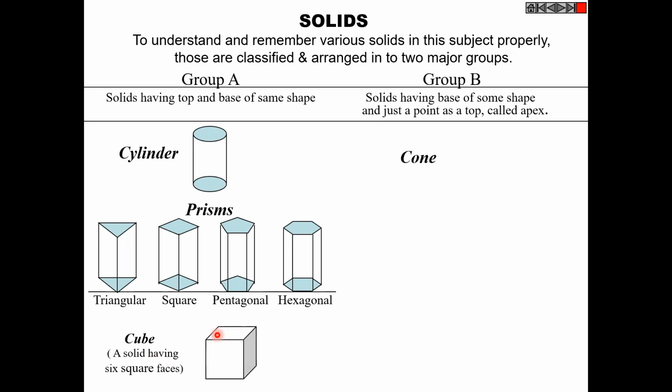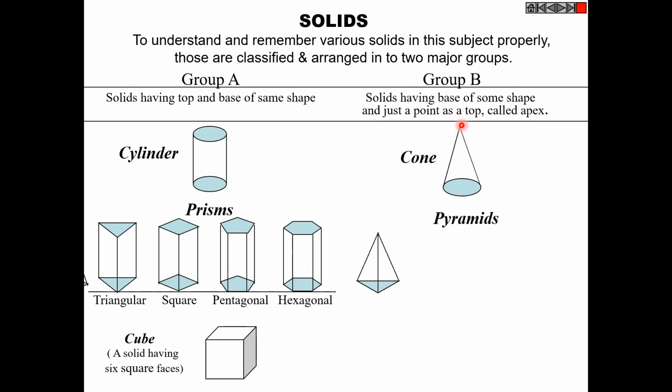If you go to group B, the solids have some shape in the base, and the surfaces which emerge from the base join at the top at a single point, and that particular point is called the apex or vertex. So here in the cone, we have the circular shape at the base, and the surfaces which emerge from the circular base join at a single point at the top, and this point is called the apex. In the case of pyramids, it's also called the vertex.